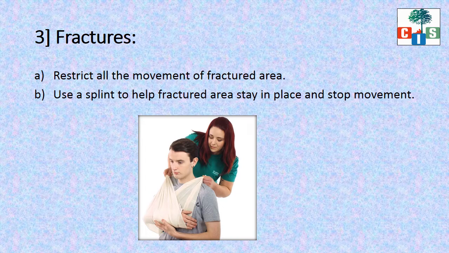But before taking that injured person to the doctor, how can we give first aid or help him? The help we can give is by making sure that the part of the body which is fractured is not moving, by restricting all the movement of the fractured area. Here you can see in the picture, the girl is tying a cloth around the fractured hand. This cloth is called a splint, and this splint helps the fractured area to stay in place and stops the movement. Scholars, this is about the fracture.